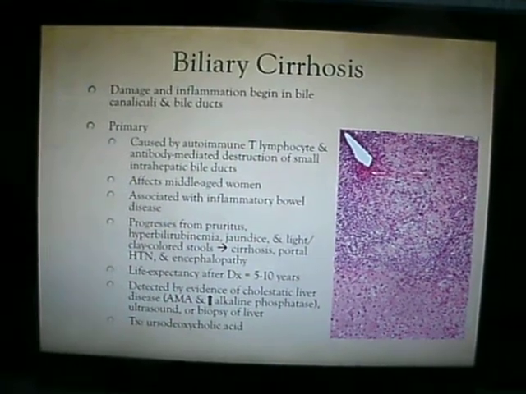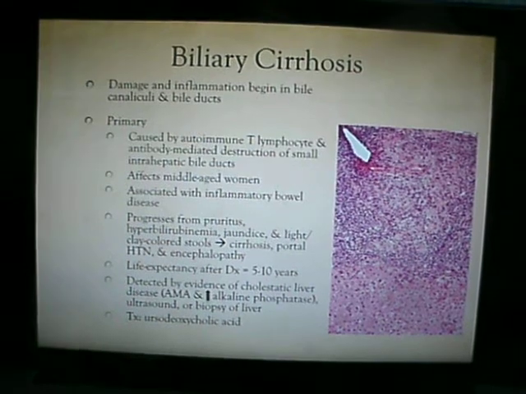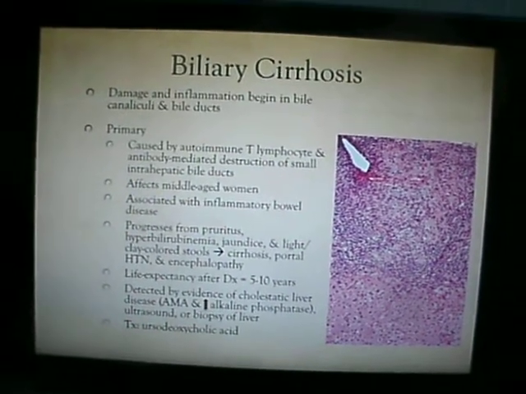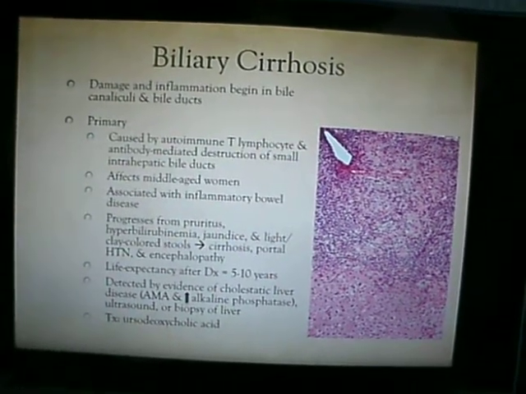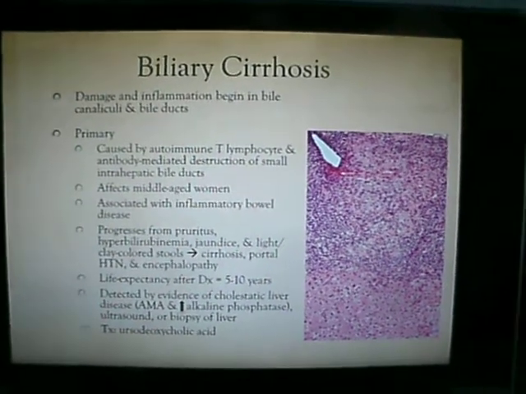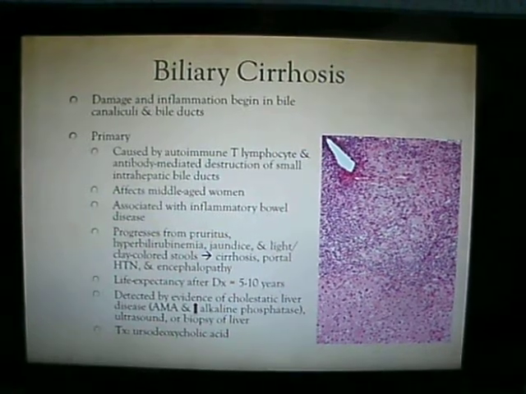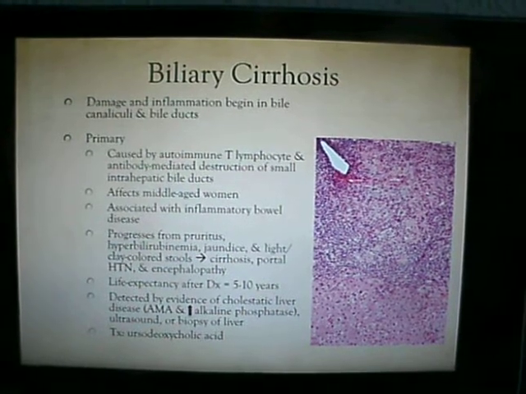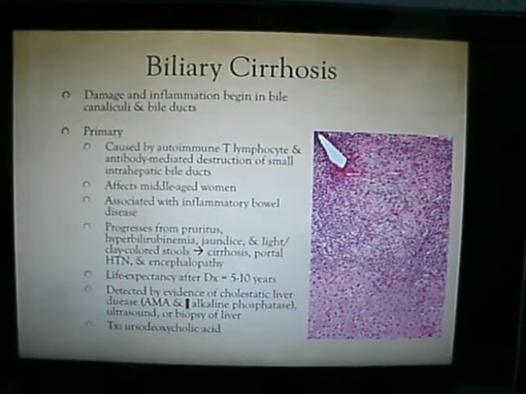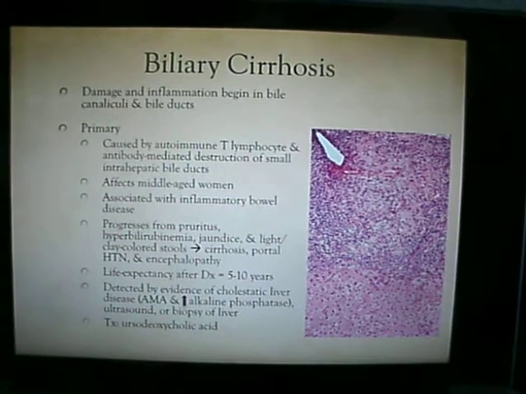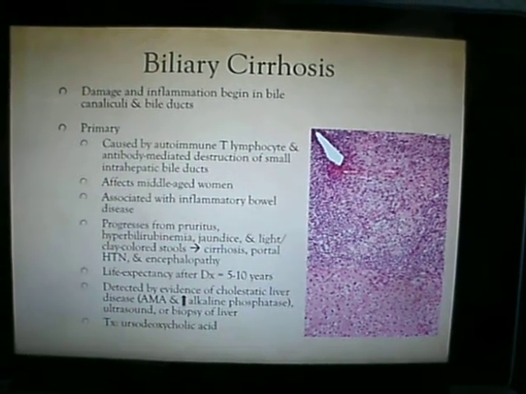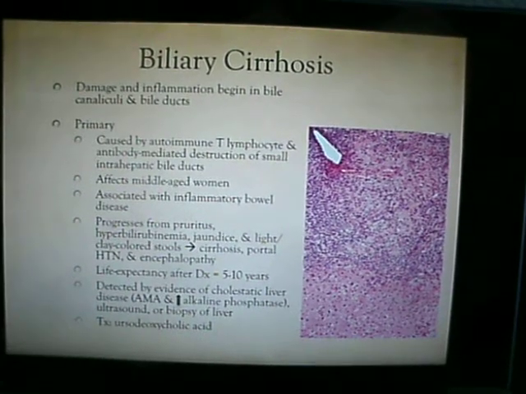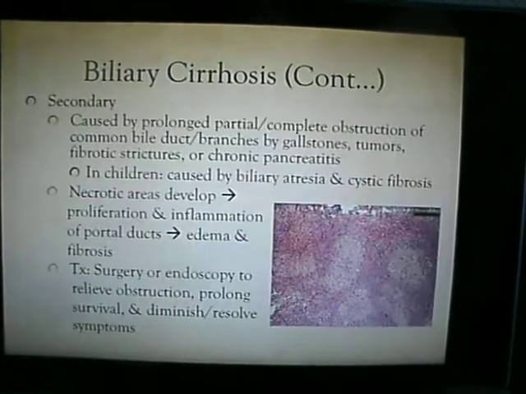So the signs and symptoms you could have, you could start with just having things such as itching, or even hyperbilirubinemia, or yellowing of the skin, or maybe your stool may even be light or clay-colored, which then could progress into severe cirrhosis, portal hypertension, and encephalopathy. So life expectancy after you're diagnosed with primary biliary cirrhosis would be 5 to 10 years, and it can be detected by evidence of cholestatic liver disease, including AMA and increased alkaline phosphatase levels, and you can also do an ultrasound or a biopsy of the liver, and it is treated with ursodeoxycholic acid.